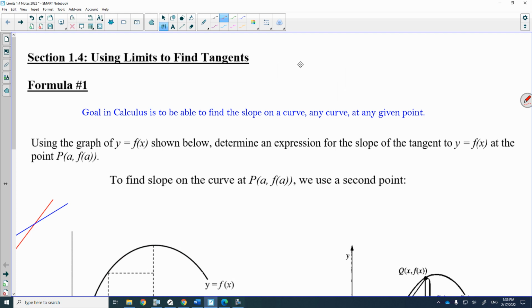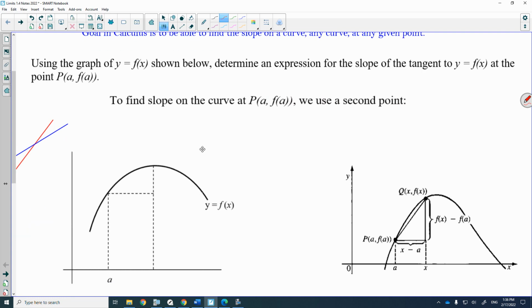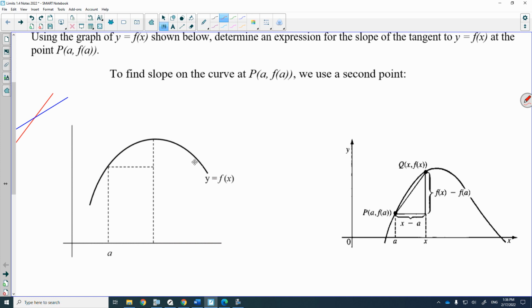This video is going to be on lesson 1.4 in limits, and I'm going to be doing this lesson in two parts. Remember that one of the main goals in calculus is to be able to find the slope on a curve, any curve at any given point. So if I was given this curve here and I was asked to find the slope of this curve at this point here, I'm going to call that point P.